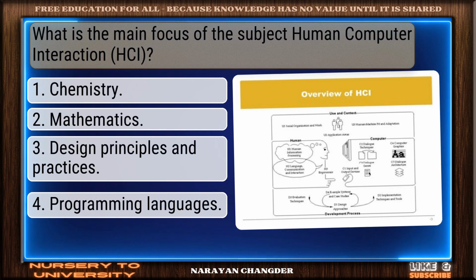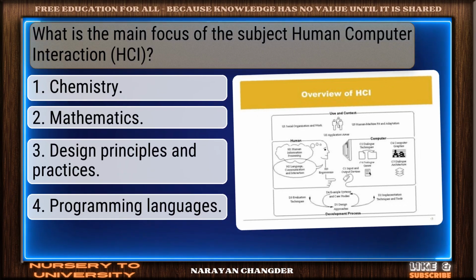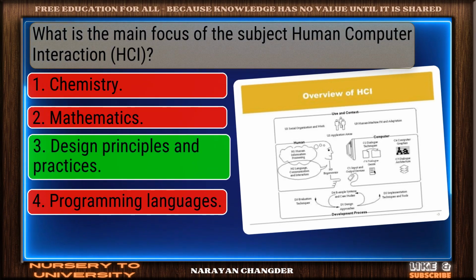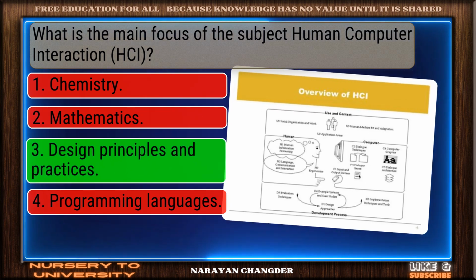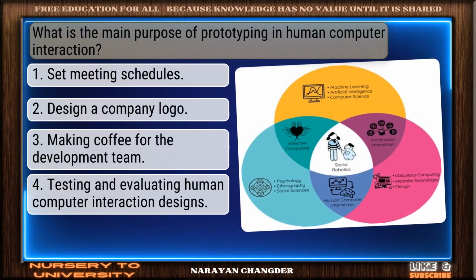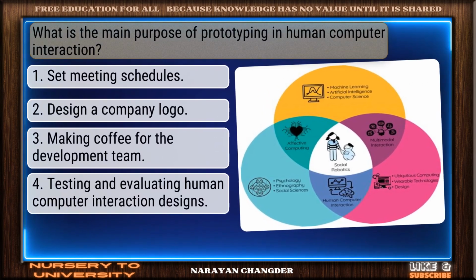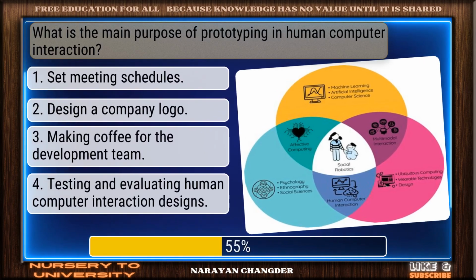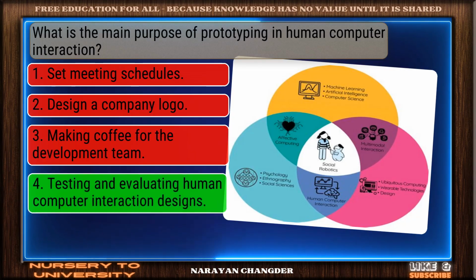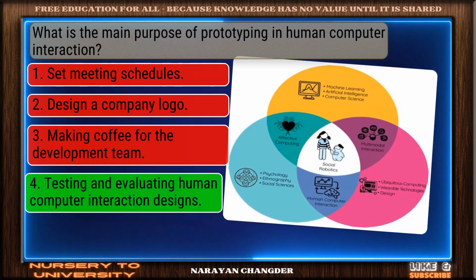Question number 13. What is the main focus of the subject human-computer interaction? Excellent choice. Design principles and practices is the right answer. Question number 14. What is the main purpose of prototyping in human-computer interaction? Exactly. Testing and evaluating human-computer interaction designs makes sense, and it is the right choice.